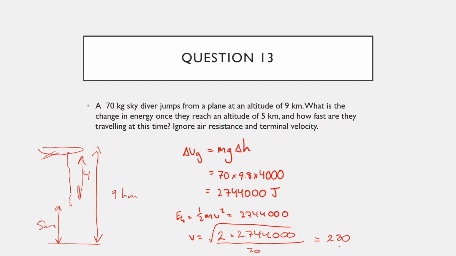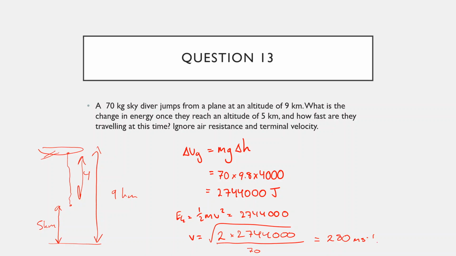Okay, it might be slightly different because I worked it out slightly differently before. So let me just double check that. You should be double checking all these calculations as well, just in case something's gone wrong somewhere. No, I get 280. Cool. So 280 meters per second.